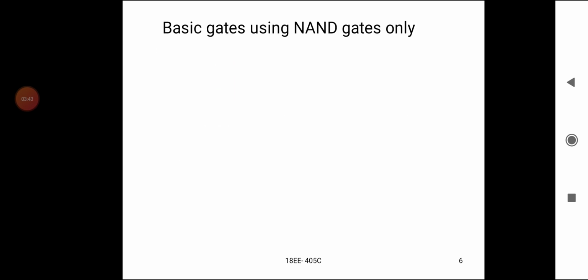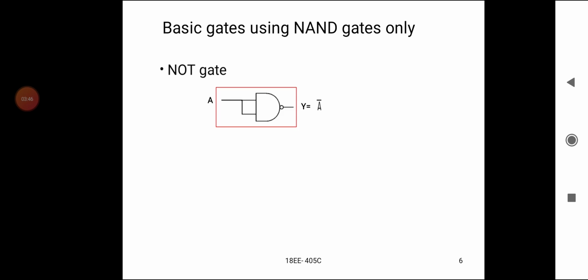The basic gates using NAND gates only. NOT gate consists of only one input and one output. The input is A, then the output is A complement. In order to get a single input, in a NAND gate the two inputs are tied together and a single input A is given. So A dot A, whole complement. A dot A is A, so Y equivalent to A complement.